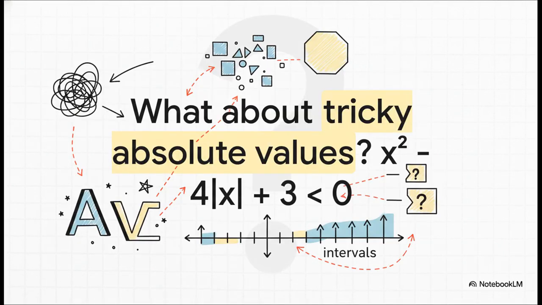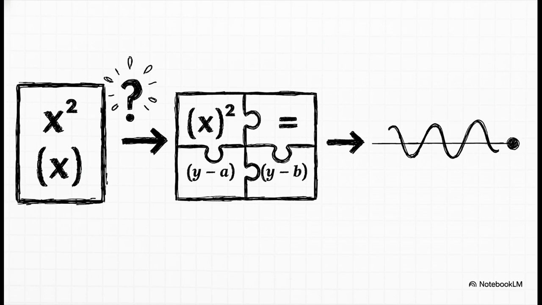Okay, but what about something really tricky, like an inequality with absolute values? You know, these are the ones that are usually a total nightmare to solve, because you have to break them into a million different cases. You bet. Even this falls to our method. With just a clever little substitution, recognizing that x squared is the same thing as the absolute value of x squared, we can factor this and use the exact same interval logic to find the solution. It's an incredibly robust tool.